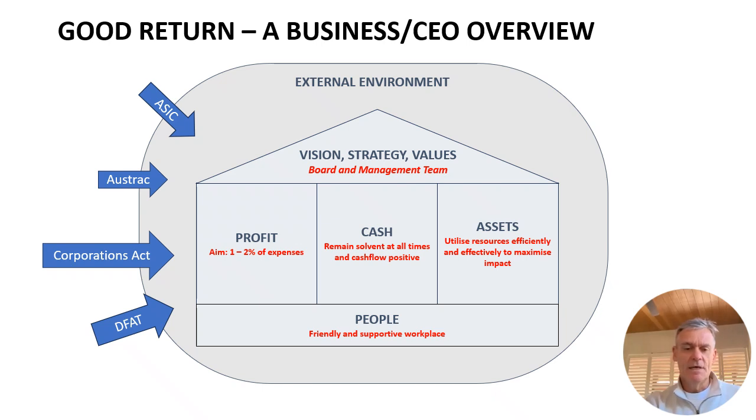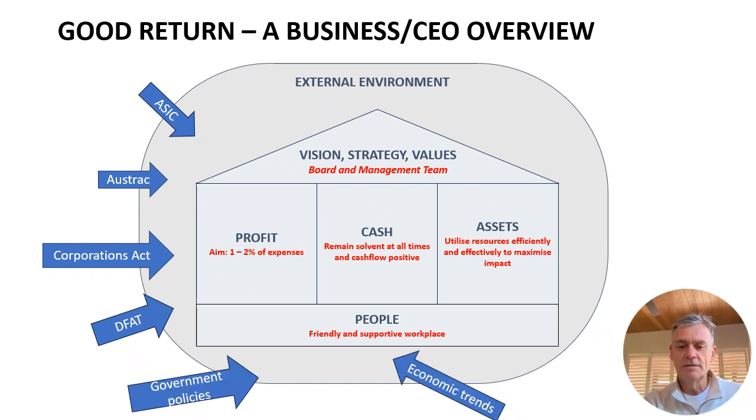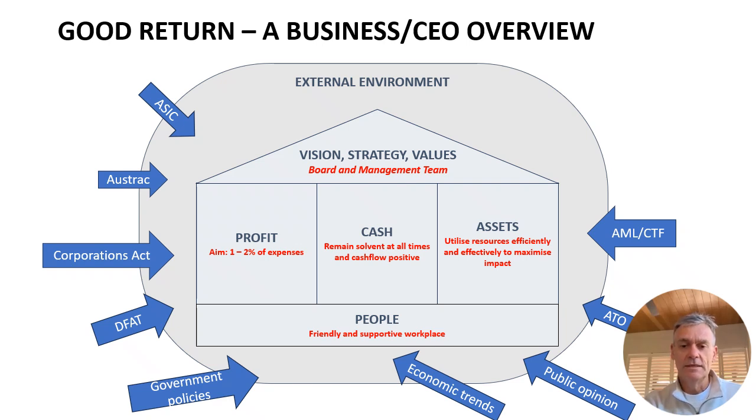And as you know, the Department of Foreign Affairs and Trade is also one of our funders, and therefore we have to comply with their regulations. There are other government policies that affect us, large-scale economic trends, public opinion, and the Australian Tax Office, which we have to report to. There is also the Anti-Money Laundering and Counter-Terrorism Financing legislation, which you're probably familiar with. And we are also a member of various other organisations relevant to our status as a charity in Australia.